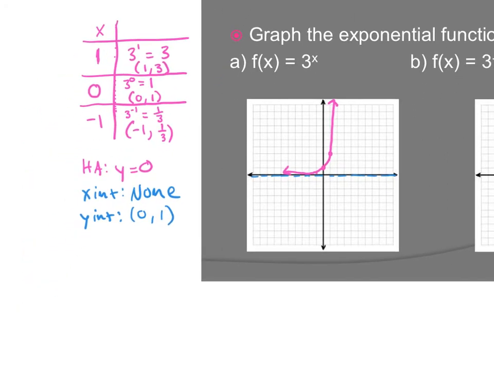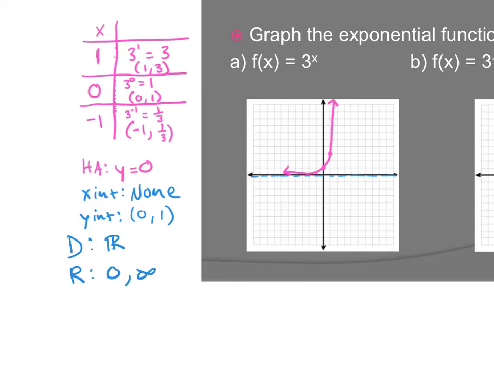What is our domain? All real numbers, perfect. And then what's our range? Is it 1/3 to infinity? If we kept on plugging in numbers smaller than -1, we would get fractions smaller than 1/3. We keep getting closer and closer to 0 as we go farther left, but we never touch it. So it would be 0 to infinity, perfect.